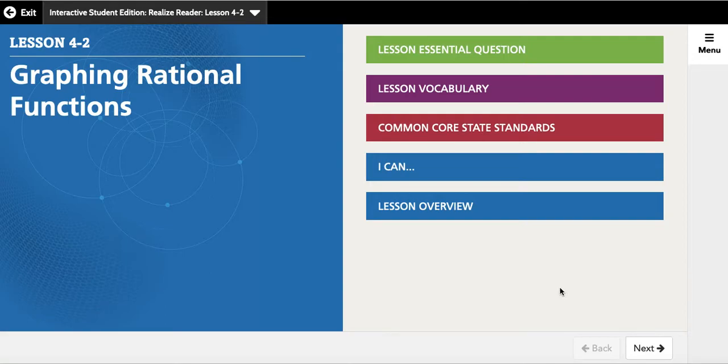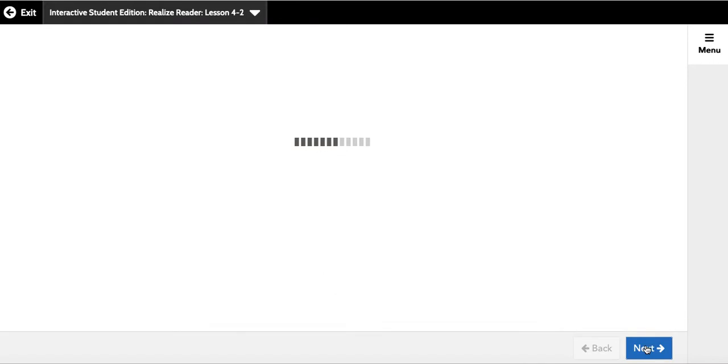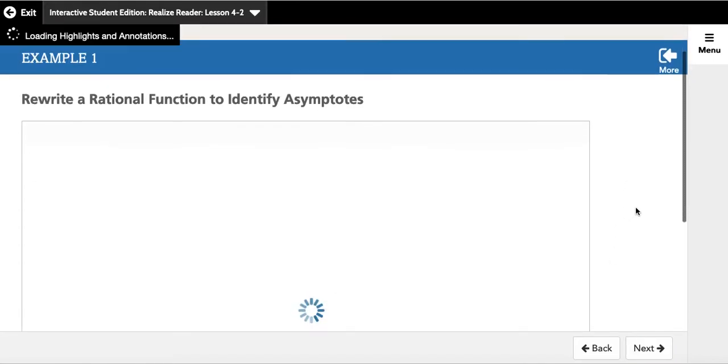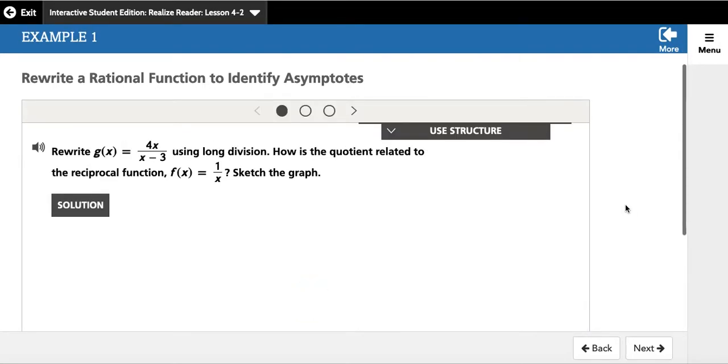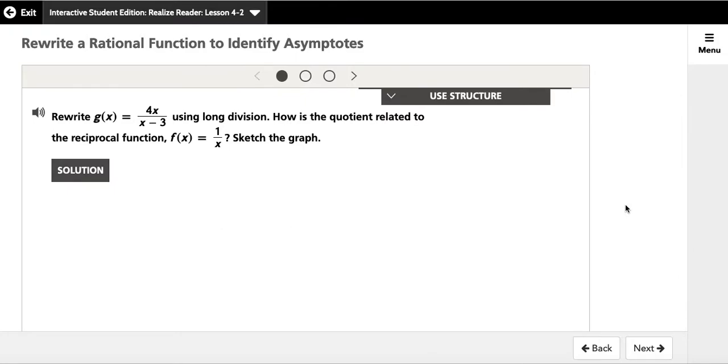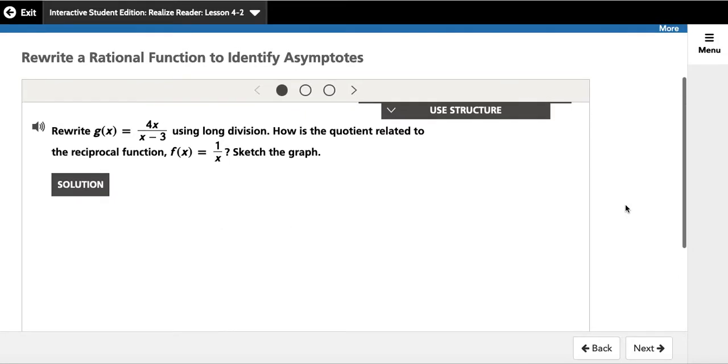Okay, Algebra 2 students, here's the first video for section 4.2, graphing rational functions. They're going to show us a few different strategies. In example 1, they're going to show us how to rewrite a rational function to identify the asymptotes. I typically don't use this strategy, but we'll give it a shot.